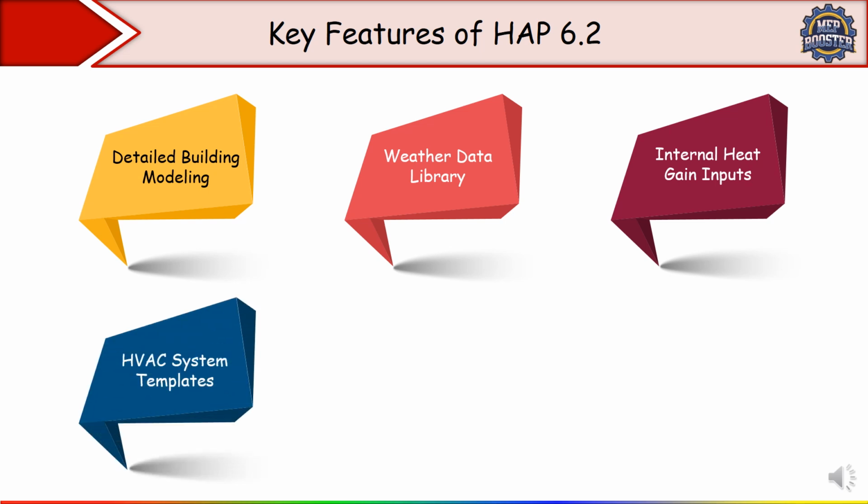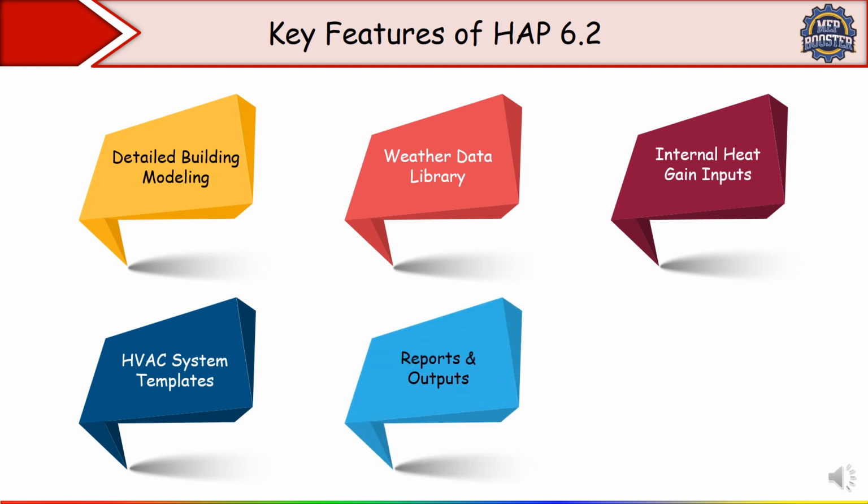Then HVAC system templates, means here predefined system types like VAV with reheat, fan coil unit, DX split system, central chilled water systems. Okay. Then reports and output is another feature, means you can generate space load reports, zone load summaries, coil load reports, energy cost reports. So it's very helpful for submission and documentation.